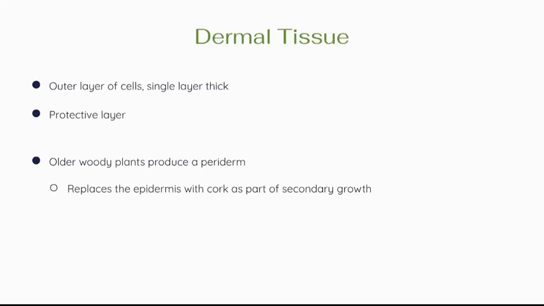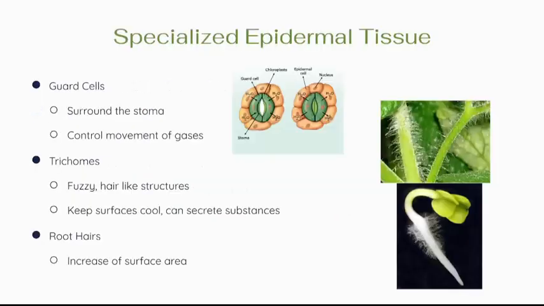Dermal tissue. Dermal tissue is probably the easiest one to remember. It's a single layer of thick protective cells. In woody plants, the epidermis is replaced by a periderm made of cork. So it's another layer made out of cork, basically. Now, specialized epidermal cells, like guard cells, control the stomata to regulate gas movement, while trichomes and root hairs improve protection and absorption.